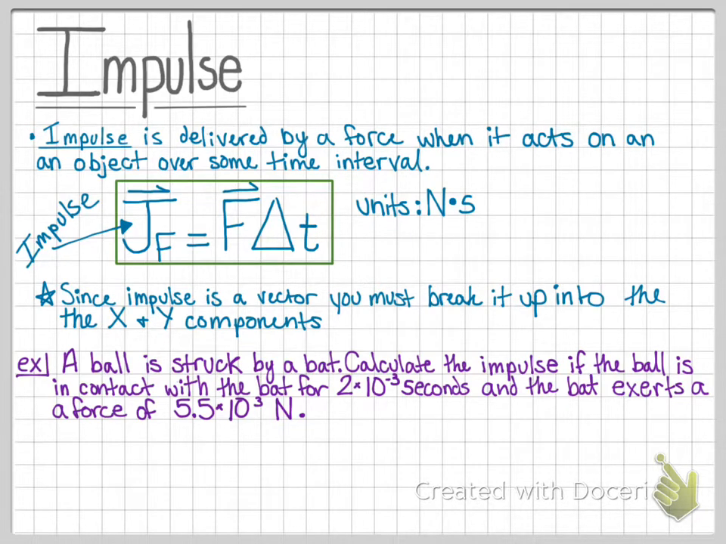A ball is struck by a bat. Calculate the impulse if the ball is in contact with the bat for 2 times 10 to the negative third seconds, and if the bat exerts a force of 5.5 times 10 to the third newtons. So, what we can do here is plug the force value and our delta t, our time value, into our impulse equation. Force is 5.5 times 10 to the third newtons. Time is 2 times 10 to the negative third seconds. And when we multiply that out, we find that the impulse delivered by this force is 11 newton seconds.